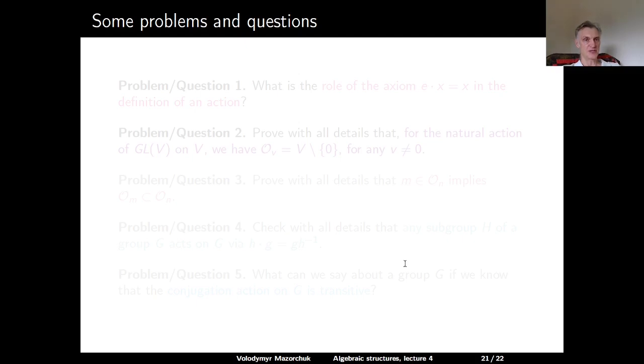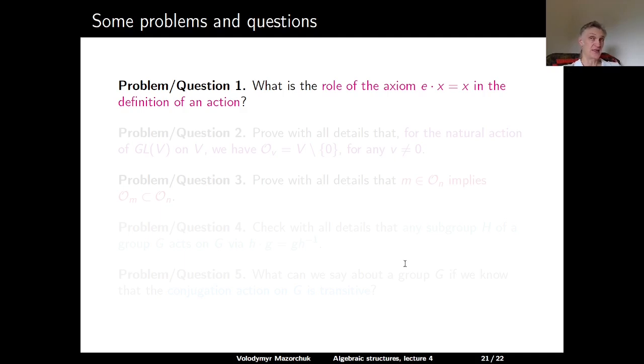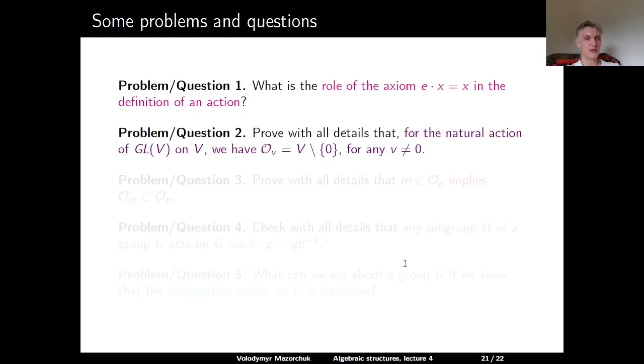Here are some problems and questions at the end. Problem question 1. What is the role of the axiom e dot x is equal to x in the definition of an action? So what happens if this axiom is removed from the definition? Problem question 2. Prove with all details that for the natural action of GL(V) on V, the orbit of any non-zero element coincides with all non-zero elements.